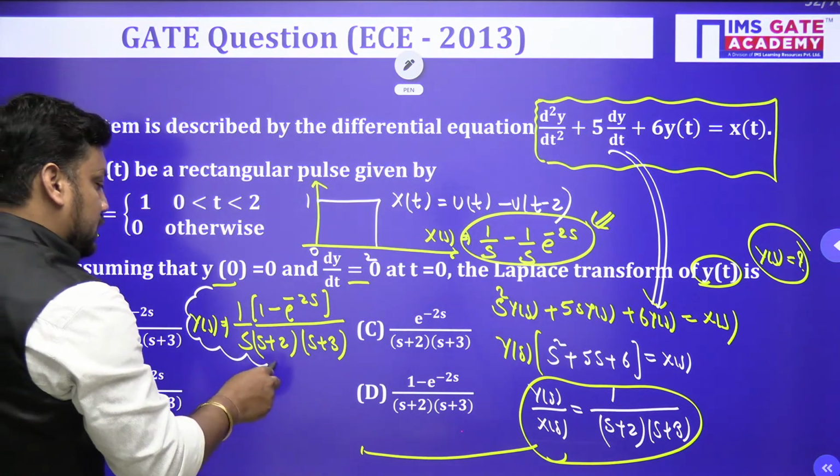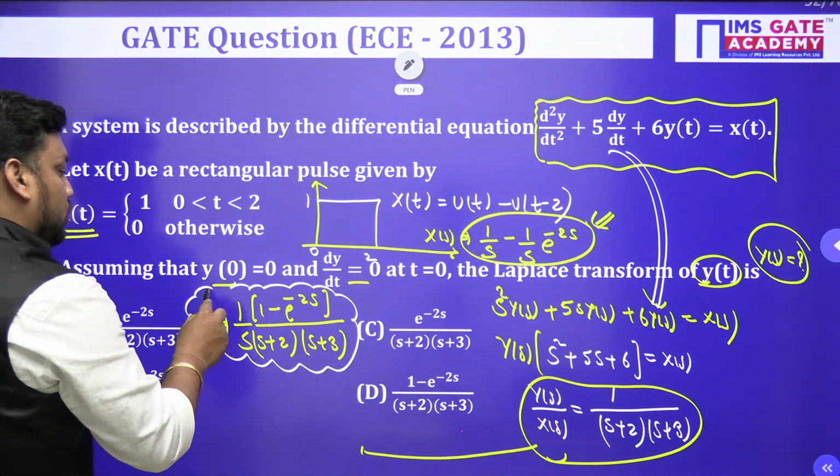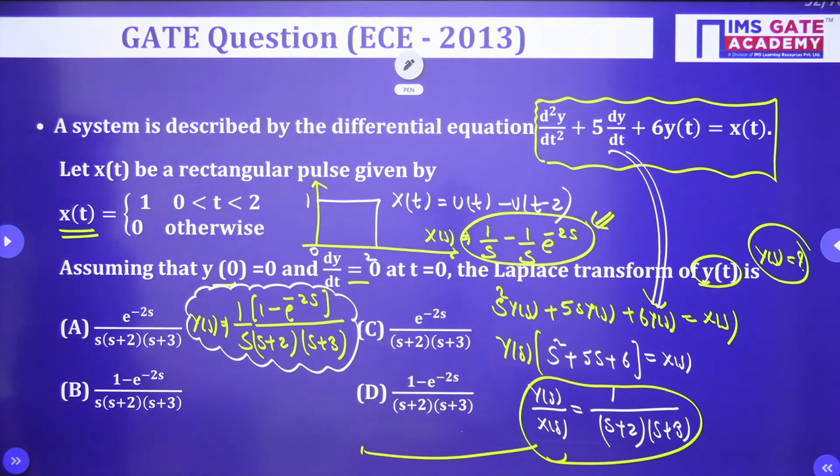I hope this is a crystal clear part, beta. I hope this is crystal clear to you. So that is why now the correct answer is 1 minus e to the power minus 2s upon s into (s plus 2). Option number B for Bombay. Option number B for Bombay.